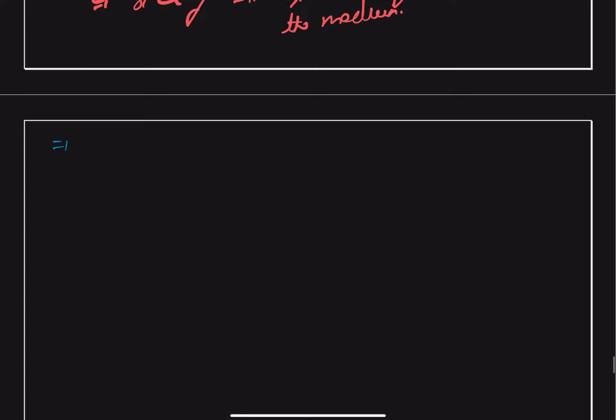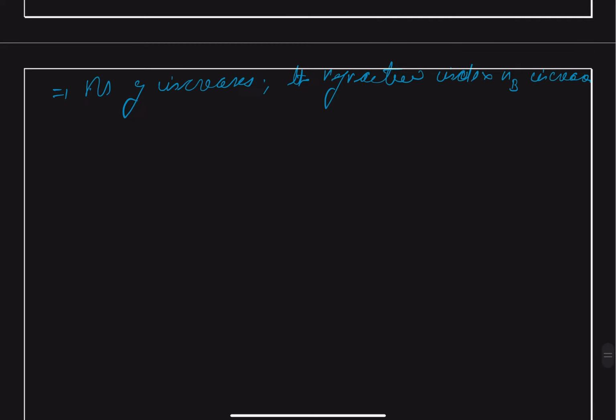So from here we can also say as y increases, the refractive index, which is NB, increases. Therefore light ray curves away from the vertical.